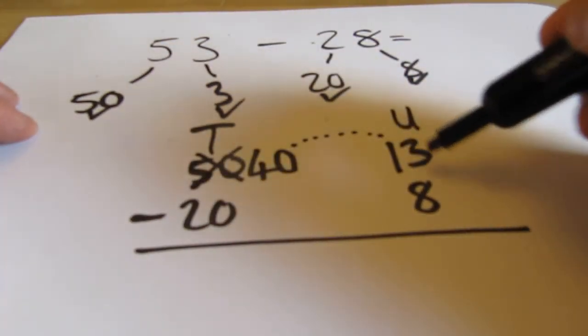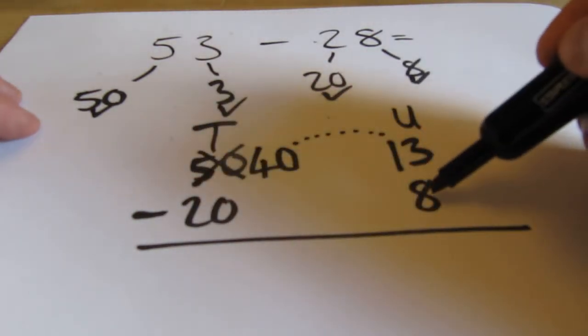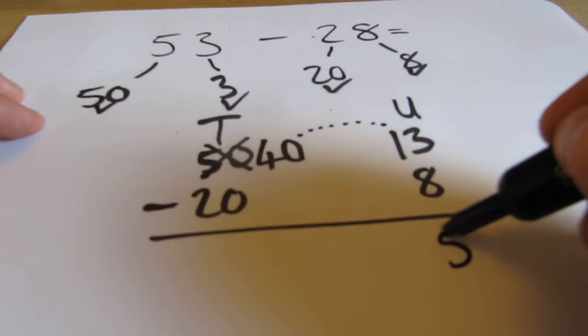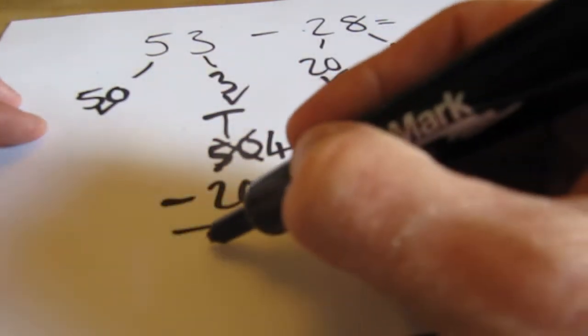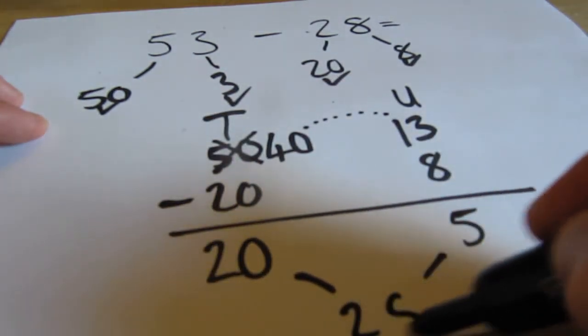You can now see 13, subtract 8. If I had 13 sweets in my hand, I could take away 8. It would leave me with 5 of them. And I could still likewise subtract here 40, subtract 20, gives me 20. I put the numbers back together, I have 25.